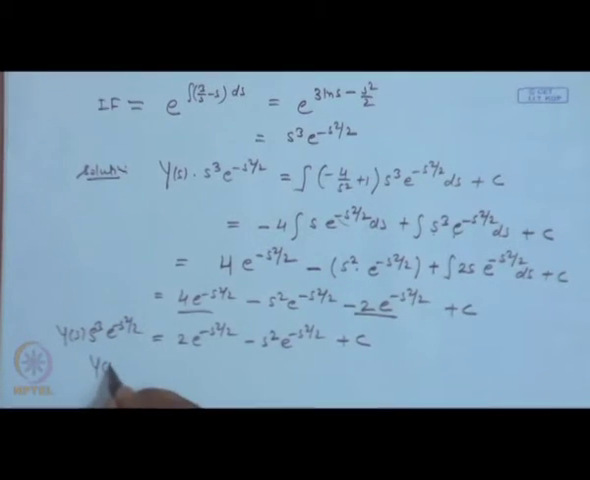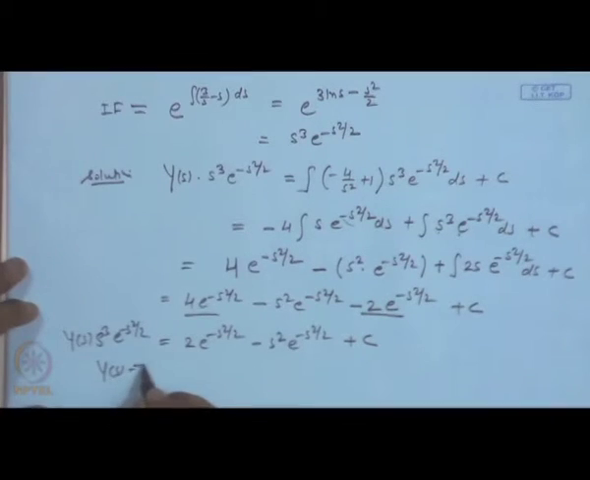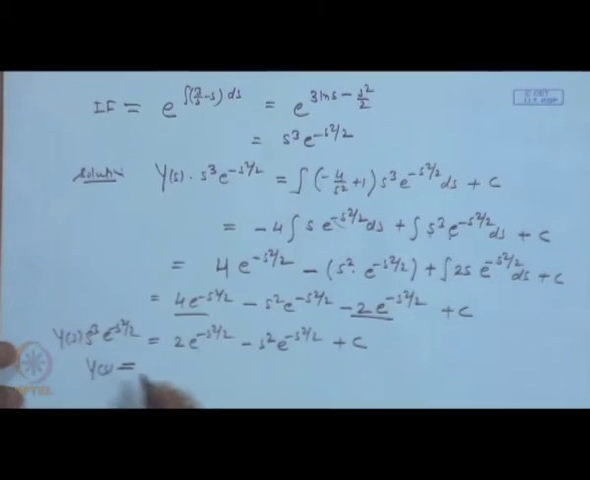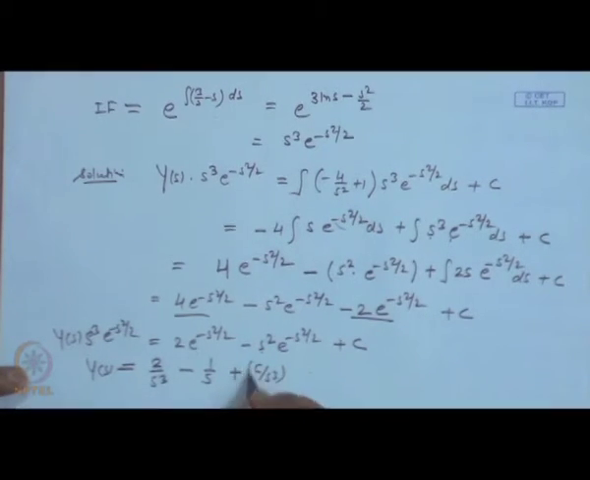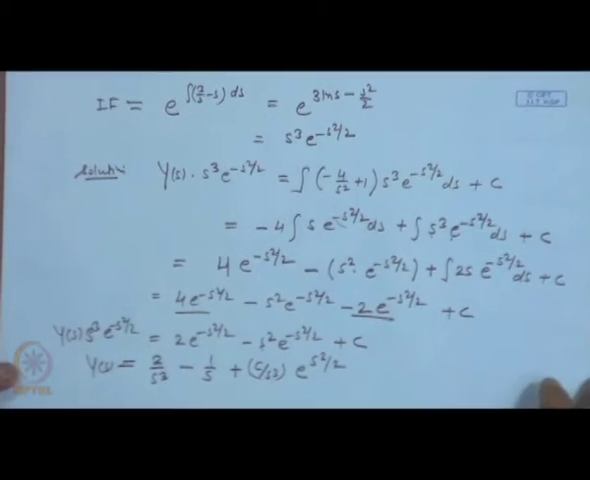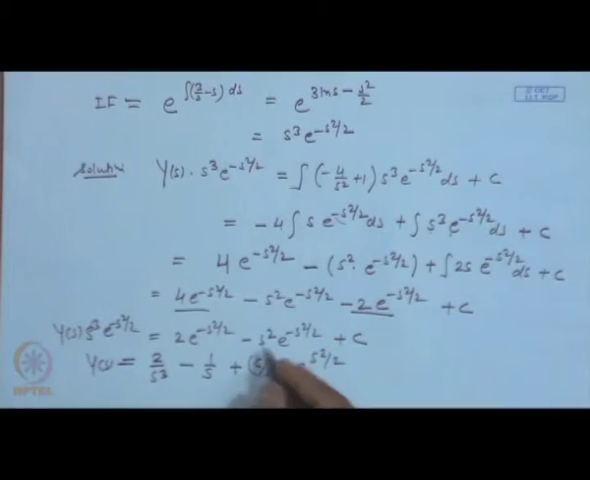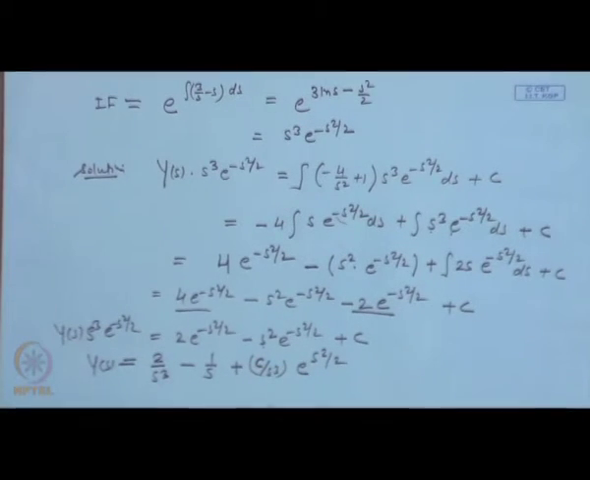So, we get from here y s is equal to 2 over s cube minus 1 over s and plus this c over s cube and e power s square by 2. Now, again we see this one constant here. So, what will happen to this constant? We have already used our initial conditions.